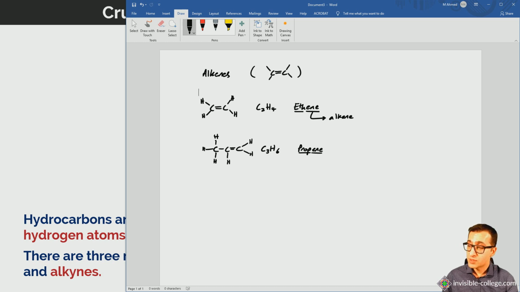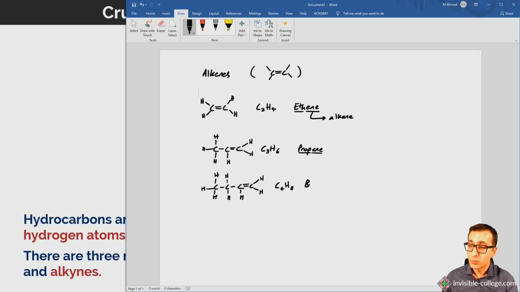We could continue this. So for example, we could have butene, 4 carbons, and it's an ene, so it's going to have a double bond here. Now in this case, I draw in the hydrogens for this one. So here we see butene. It has the molecular formula C4H8, 4 carbons, 8 hydrogens.